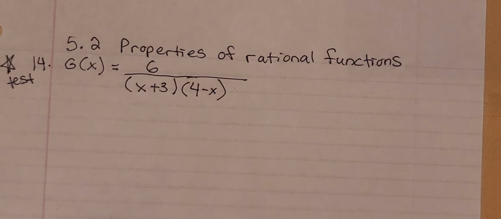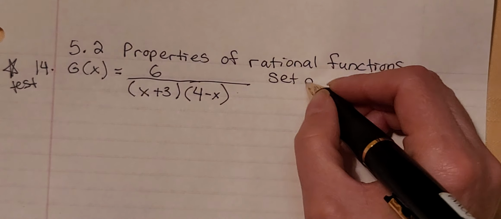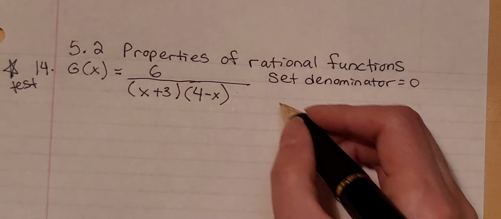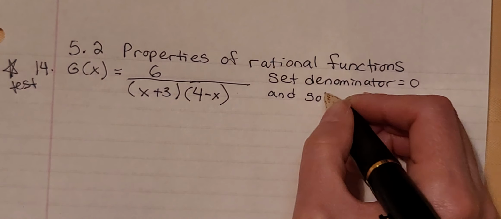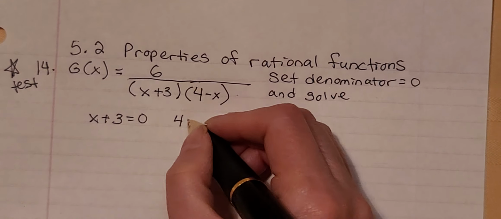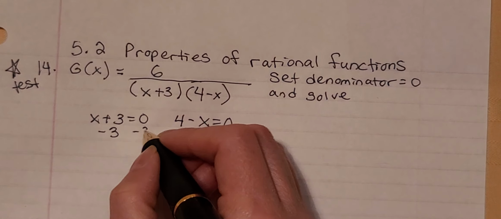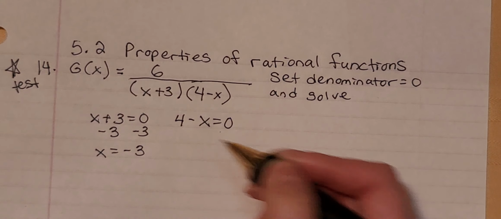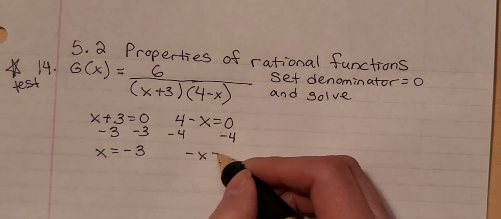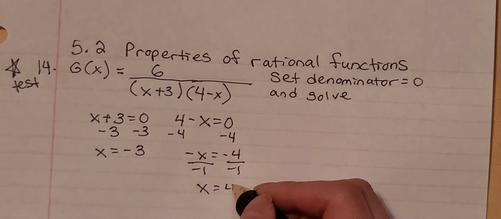So if you remember, all you have to do is set the denominator equal to 0 and solve. All right, so we got x plus 3 equals 0, and then 4 minus x equals 0. You're going to solve for each piece. We're going to minus 3 on both sides, so x equals negative 3. Over here, we're going to minus 4 on both sides. We have negative x equals negative 4. Divide by negative 1. We get x equals 4.